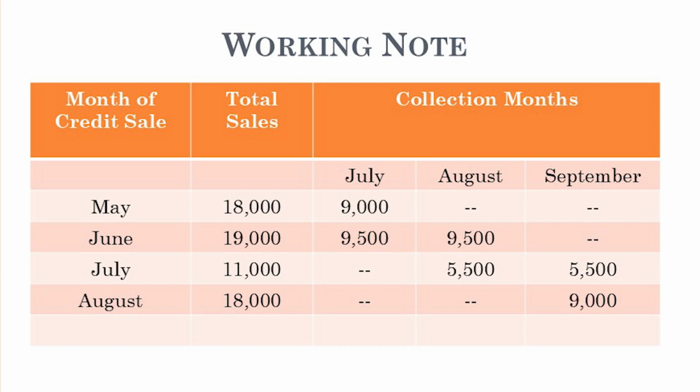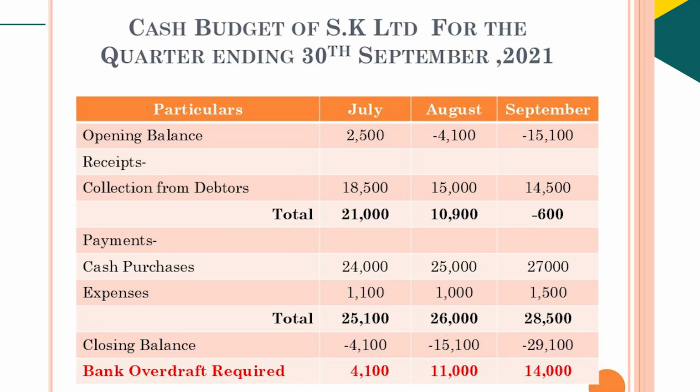Then we have the last month, which is August. August amount is also given to me as 18,000 and 50% will be realized in September and 50% in October. October I have not considered because October is not my budgeted period. So I have prepared the working note only for my collection months July, August and September.